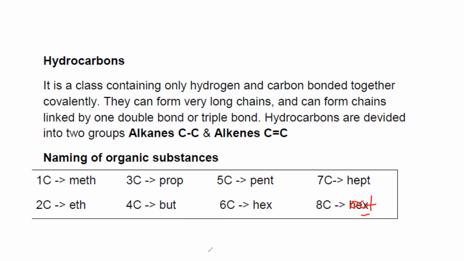Now there are two other types of compound, but they are not hydrocarbons. One is called alcohol. Another one is called carboxylic acid. These are not hydrocarbons because they contain other elements such as oxygen. But you have to learn how to name these compounds as well.